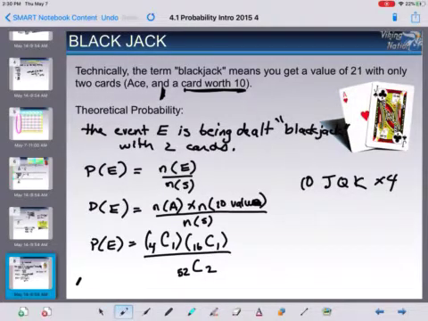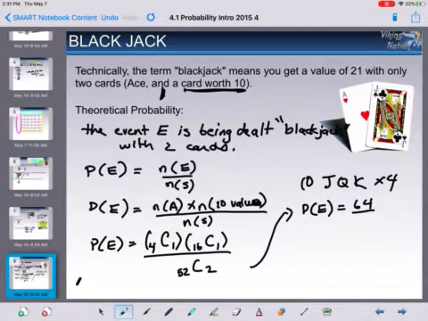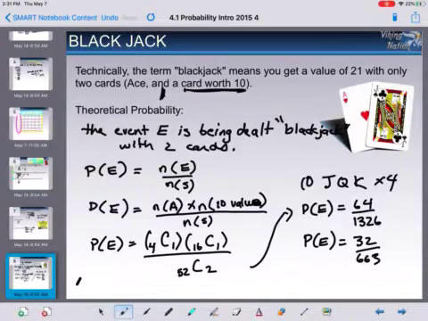Then we can actually go through and punch this in our calculator. So 4 times 16, well, that's 64. I don't need a calculator for that part. And then 52 choose 2, I think is 1326. But let me just check it in my calculator. 1326. And then again, I'm going to use my reduction of a fraction button, 64 over 1326 gives me 32 over 663. We leave our mathematical answer in a fraction that is reduced.